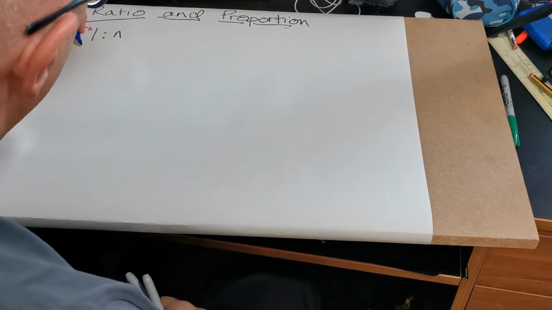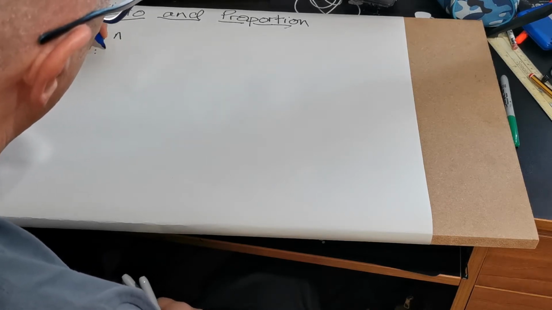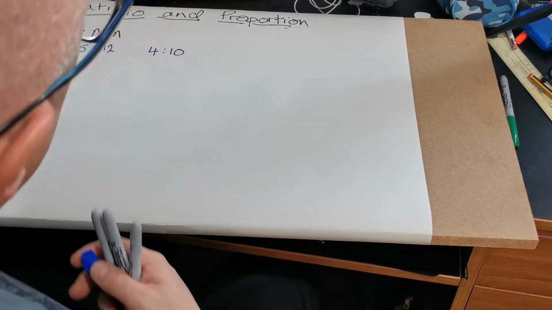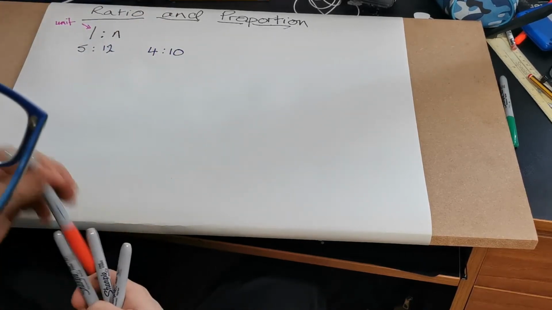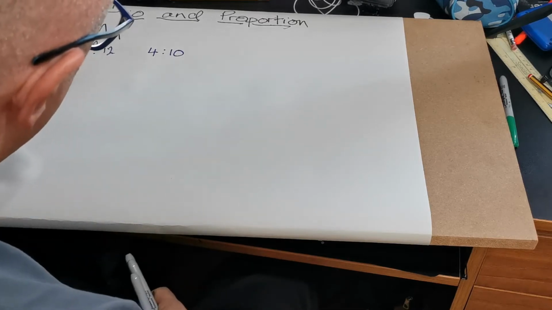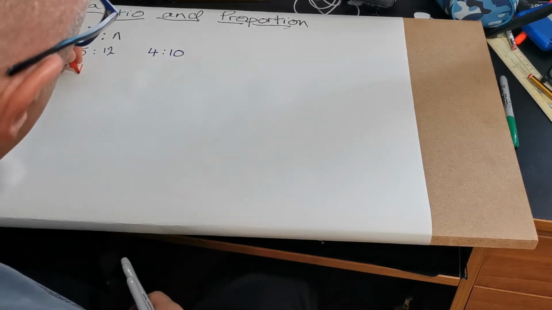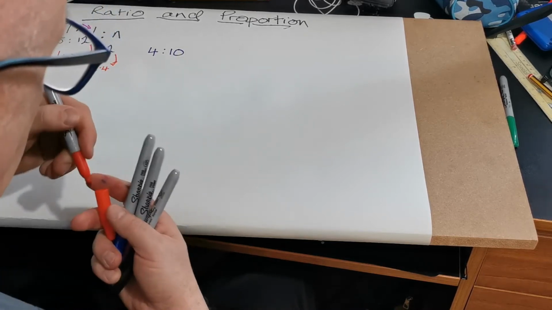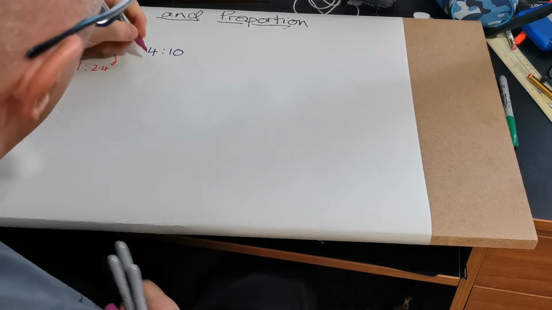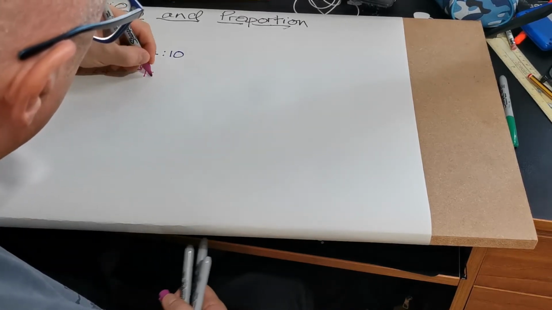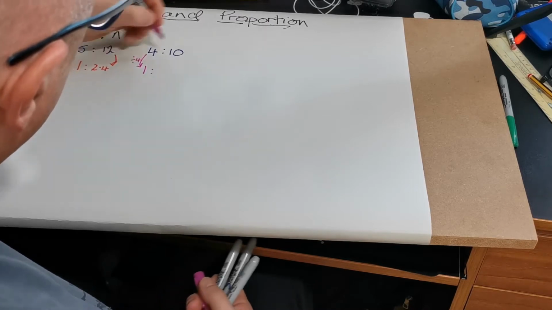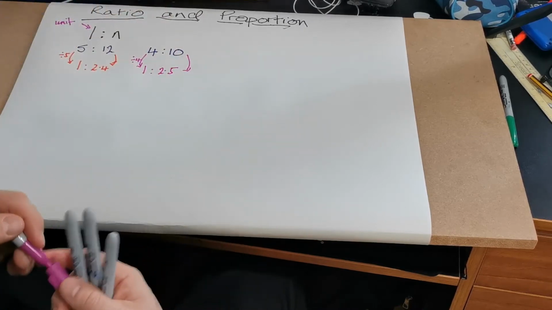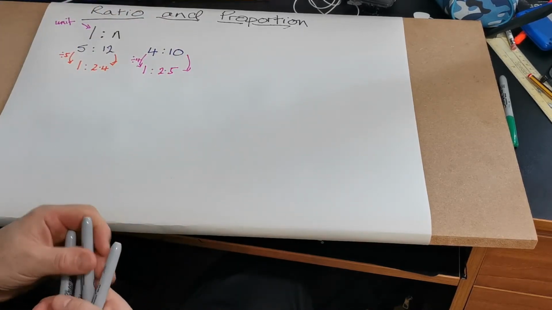So for example, if I had the ratio of 5 to 12 and the ratio of 4 to 10, are they the same? Well, if I convert them down to 1 to something, I'm going to divide this one by 5 to get it to 1, and 12 divided by 5 is 2.4. On the next one I need to get to 1 here by dividing by 4, and if I divide 10 by 4 I get 2.5. So you see they're not the same. So they're not the same ratio.